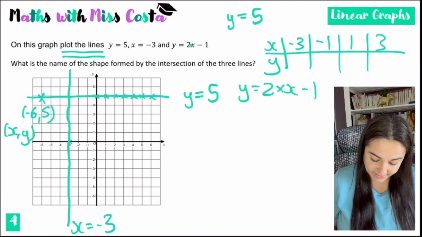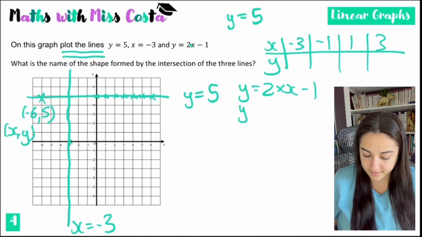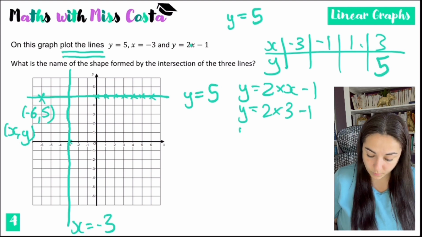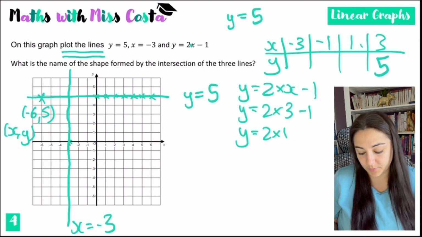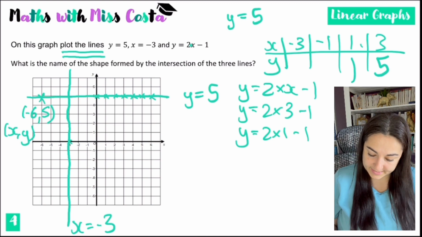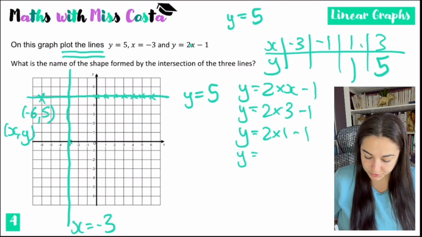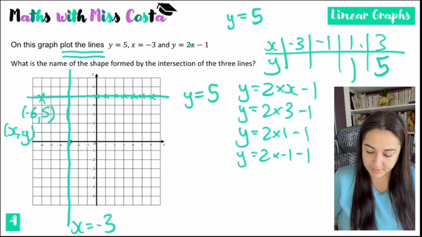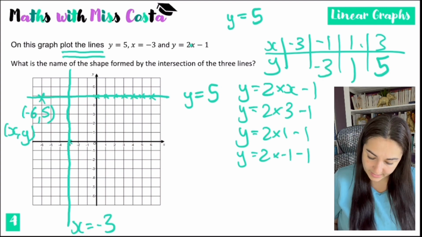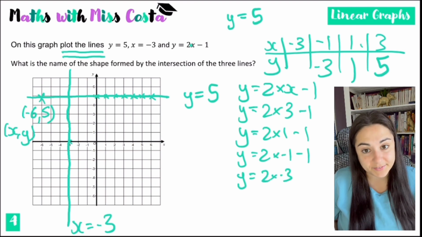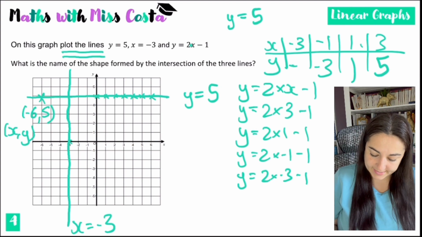So if x is 3, y would be 2 times 3, which is 6, and then take 1, which gives me 5. I do the same for the next one. y is 2 times 1, which is 2. Take 1, gives me 1. For negative 1, y is 2 times negative 1, which is negative 2. Take 1, gives me negative 3. And when x is negative 3, I do 2 times negative 3, which is negative 6. Take 1 is negative 7.